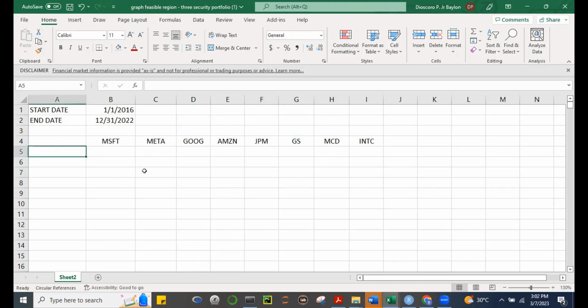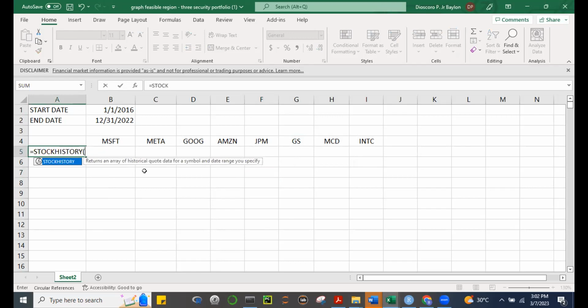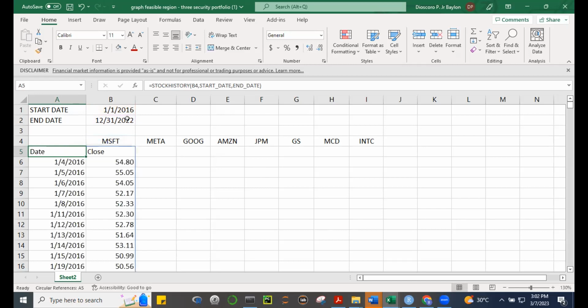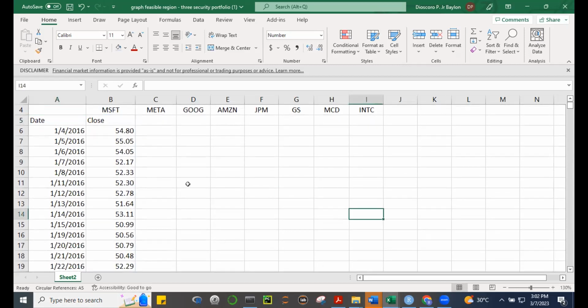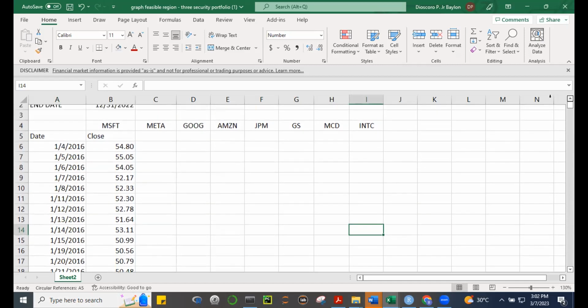So we're going to use here the function stock history. The stock is this one. We're putting it here because for this one, we're going to ask Excel to write the date also. So stock, comma, start date is this one, comma, end date is this one. Then I close this, Control Enter. It gives us both the date and the closing price. So these are the stock data for Microsoft. And then let's go to Meta.